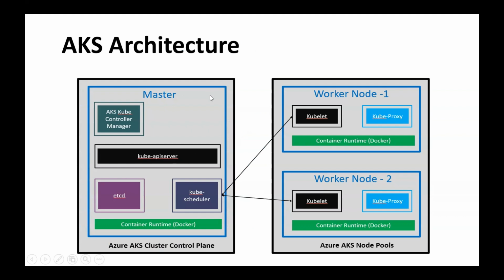This is the AKS architecture. This is almost similar to Kubernetes, because of course this is also Kubernetes, just the difference is the cloud provider. Here also we have a control plane that is called master node, and here we have the AKS Kube Controller Manager, Kube API Server, the key-value store etcd, Kube Scheduler, Container Runtime, and this whole thing is our Azure AKS cluster control plane. And here we have worker nodes where we will have kubelet, kubeproxy, container runtime, and this is called our node pools. If you create node pools in Azure AKS, that is a virtual machine, or you can say virtual machine scale sets in Azure.